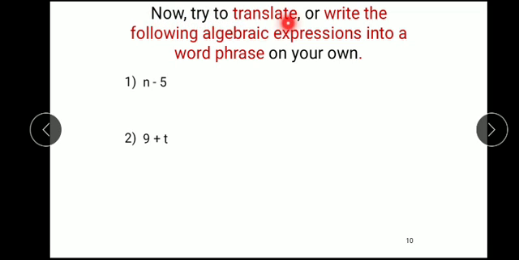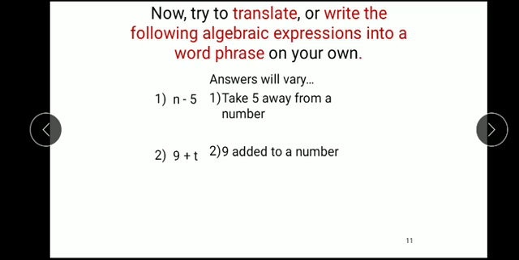Now try to translate, or write, the following algebraic expressions into a word phrase on your own. So n minus 5 and 9 plus t. So how can we write n minus 5? 5 is subtracted from n, or we can say take 5 away from a number n. Okay, 9 plus t: 9 is added to a variable t.